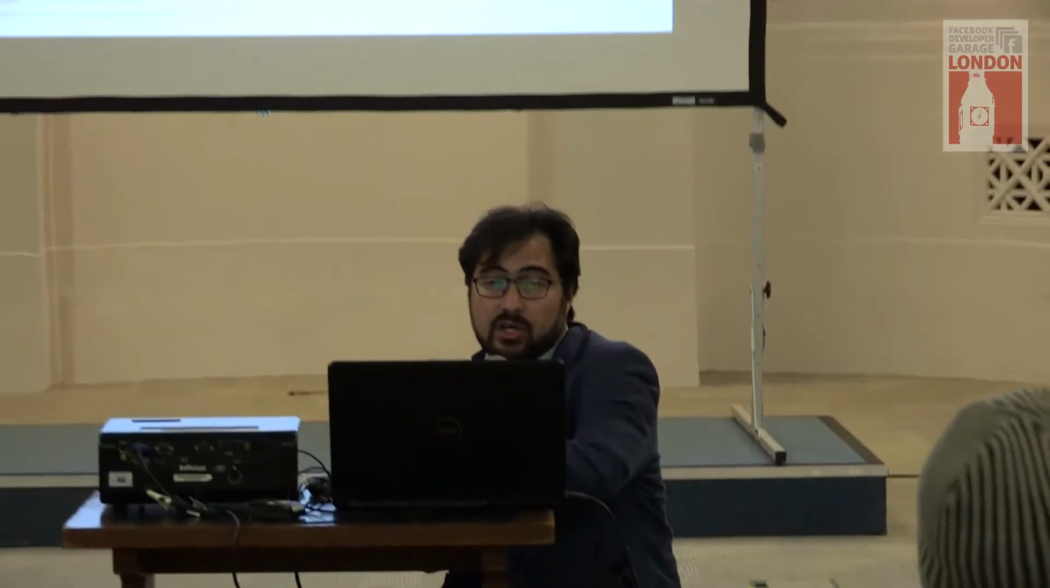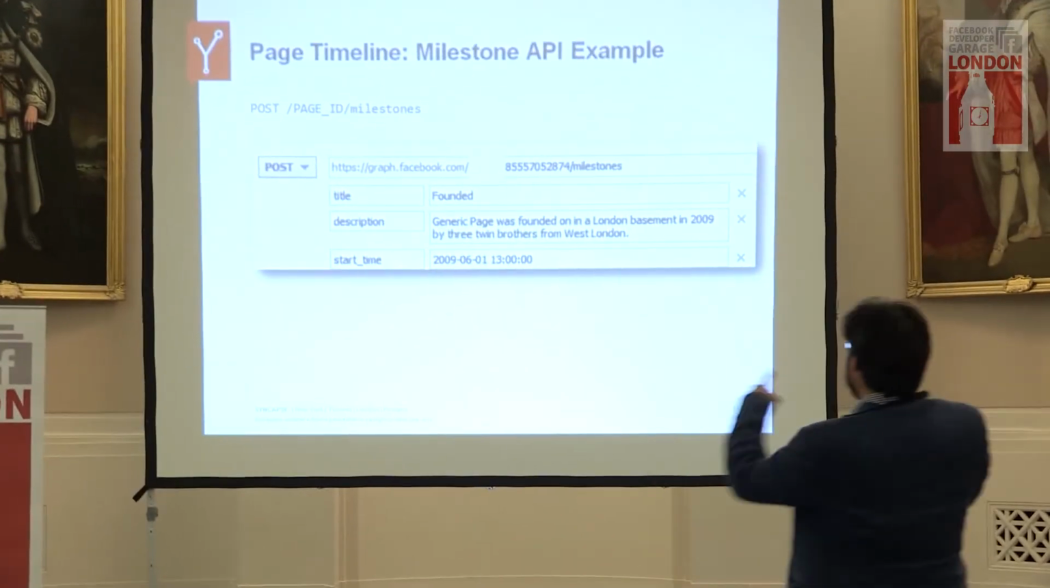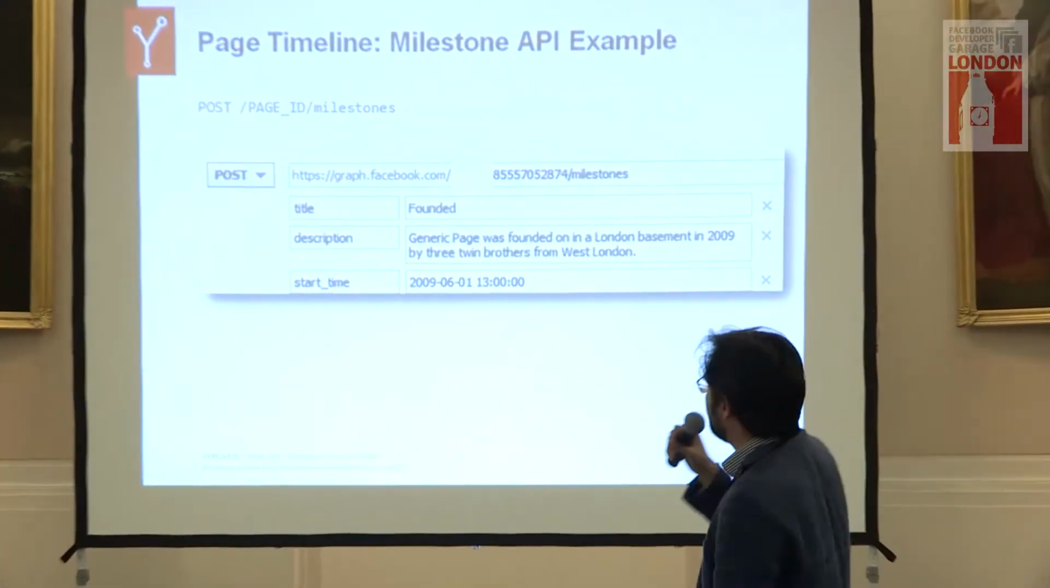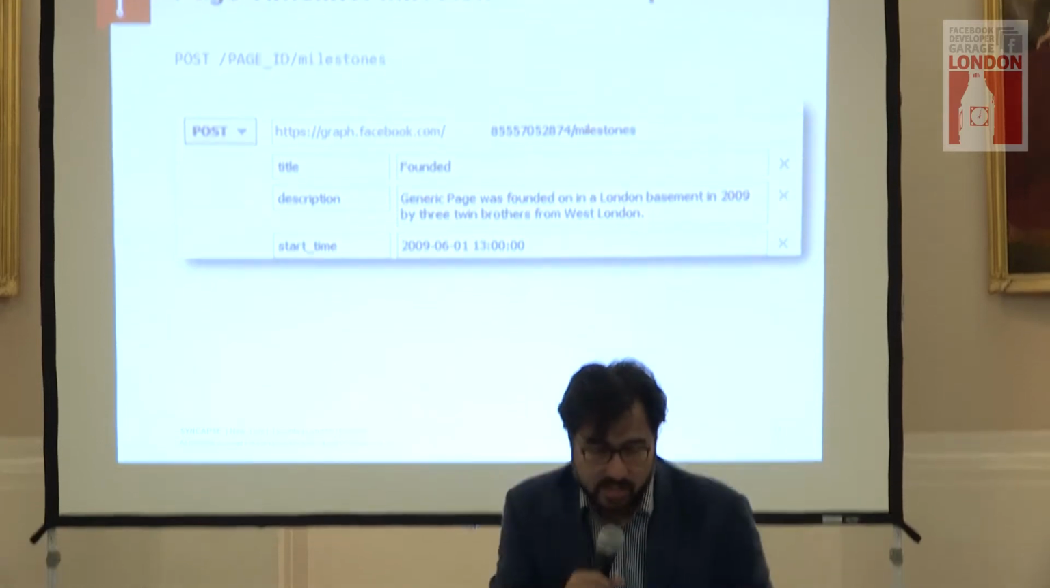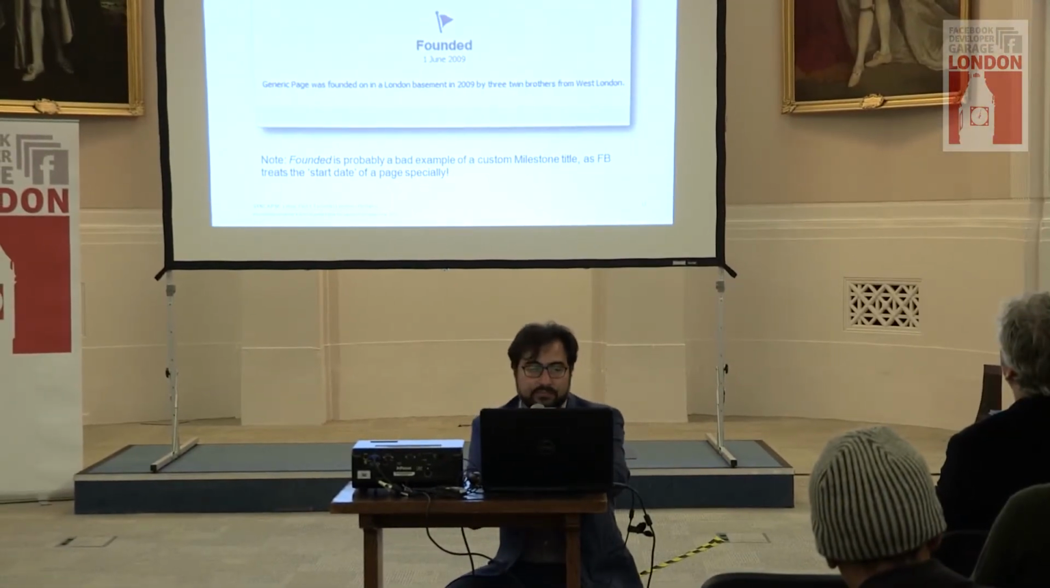So here's how you do it. First, you can read from the milestones connections. You can post to it. All you need to provide is a title, a description, and a start time. And of course, you can delete milestones as well, provided that your app has created it. So here's my example for my generic page. I'm posting to my page ID, and then the milestones connections, give it a title, a description, and a start time. And there it is, shows up on my page timeline.